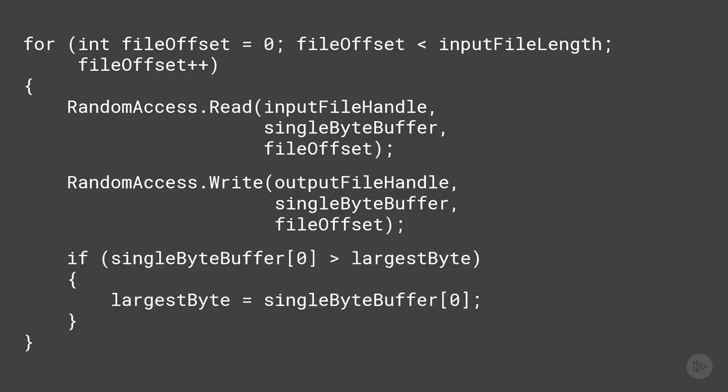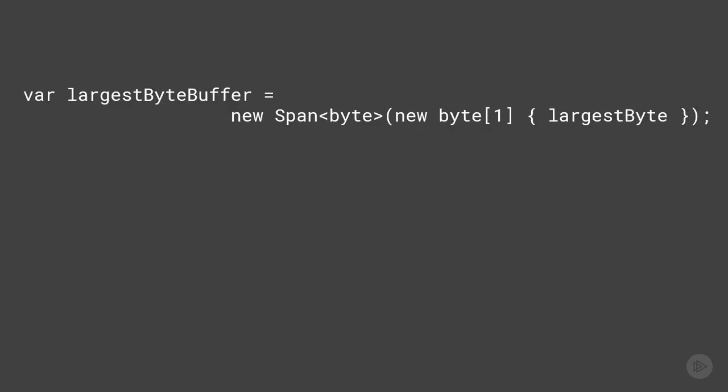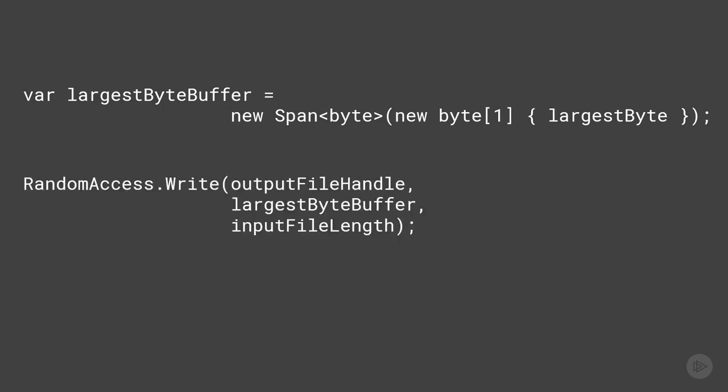And as we've done previously, we can try and find the largest byte. When we want to output the largest byte to the end of the file, the first thing we need to do is create a buffer of bytes that are going to be written to the file, and then call the Write method of the RandomAccess class, passing in this buffer and also the offset. In this case, the length of the input file will cause the largest byte to be added to the end of the file.